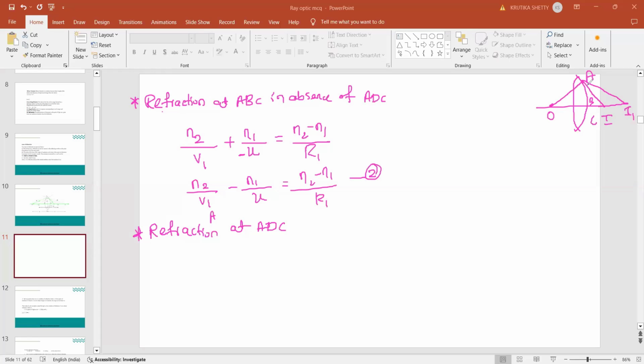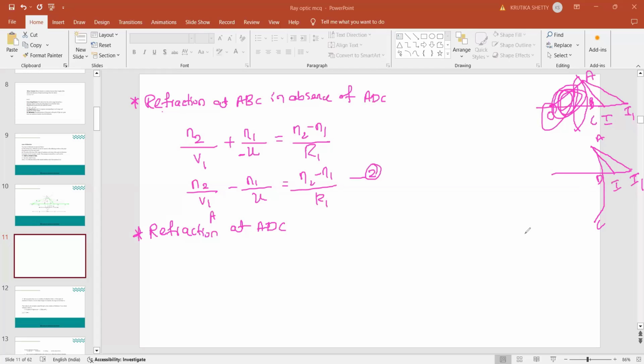Now when we look at the refraction phenomenon at ADC, we are not considering O as the object. Here we will consider I1 as the object for your ADC surface, because the surface is here, right? So the ray should be incident from this side, not like this. So here I1 is your object now. In the first case, I1 was the image, but now in the second case, for the ADC surface, I1 is the object, and the image is forming on the same side, and the image is I now.